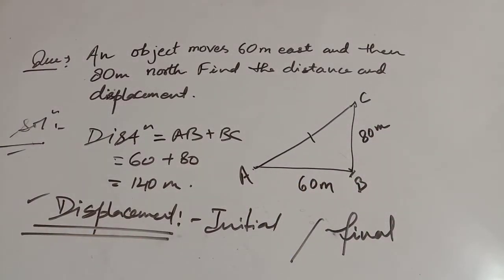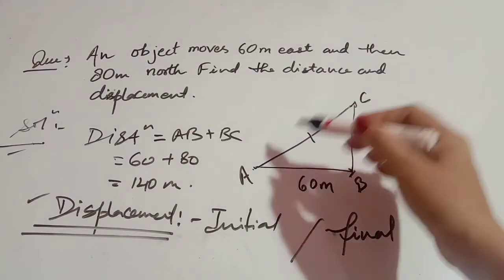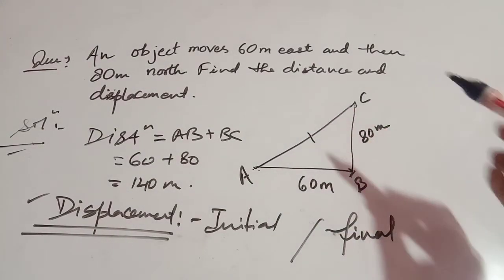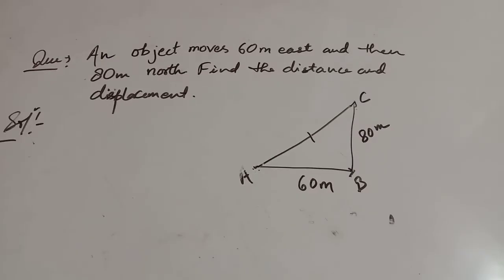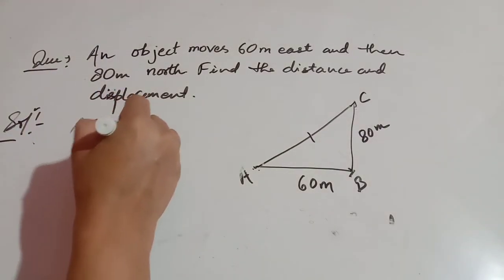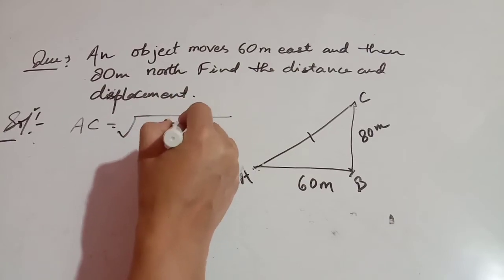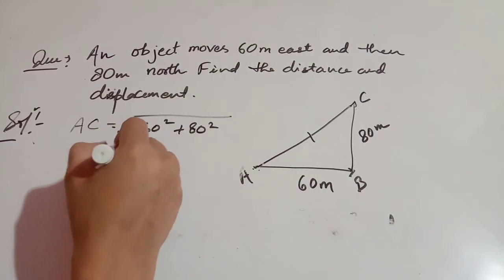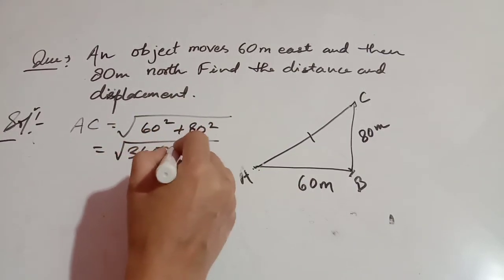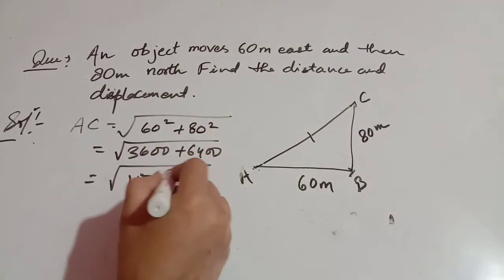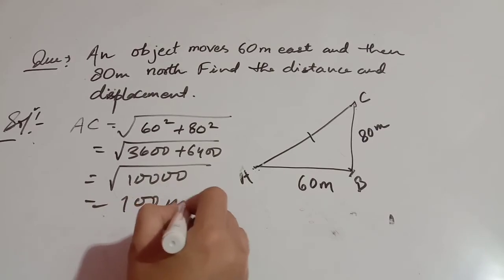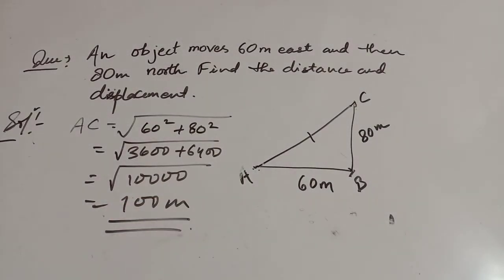Displacement is always the distance between the initial and the final position of the object, and we consider the shortest distance. So this distance is the shortest distance, okay? By the Pythagoras theorem, AC will be the square root of 60 square plus 80 square. When you solve it, 3600 plus 6400, this will be 100 meter. So 100 meter is the displacement.